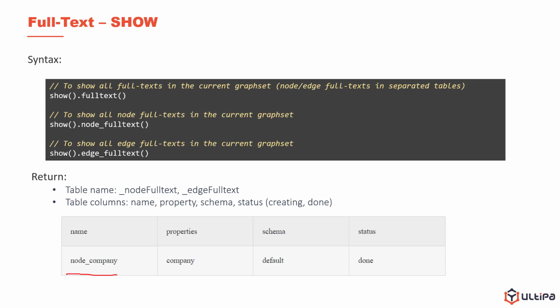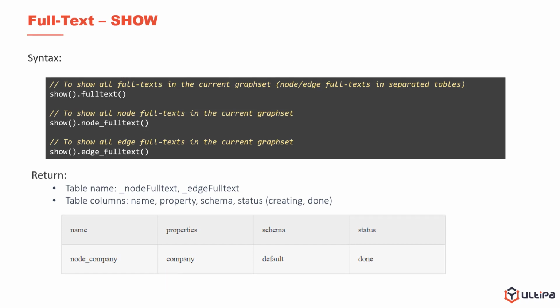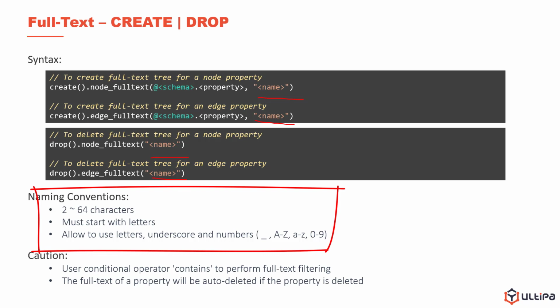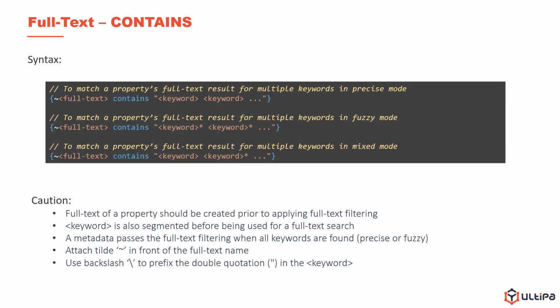Full text usually has a name different than the property over which it is created. Provide a name when creating or deleting a full text, following the naming convention. The full text of a property will be auto-deleted if the property is deleted. Use star to declare the fuzzy mode of full text search. A metadata passes the full text filtering when all keywords are found. Attach a wave line in front of the full text name.